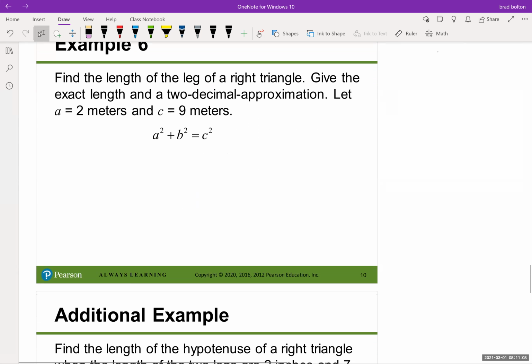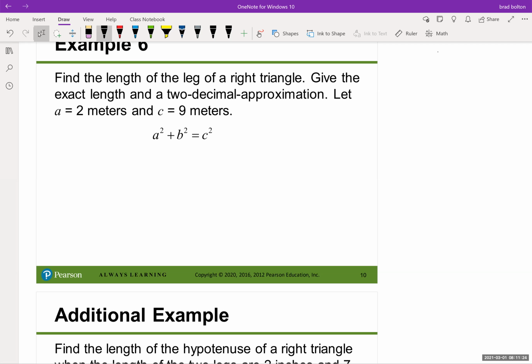So here it says, find the length of the leg of a right triangle. Give the exact length and a 2 decimal approximation. So they want to know both. They want to know the exact length, and then they want to know using your calculator decimal wise what it would be. Let A equal 2 and C equal 9.